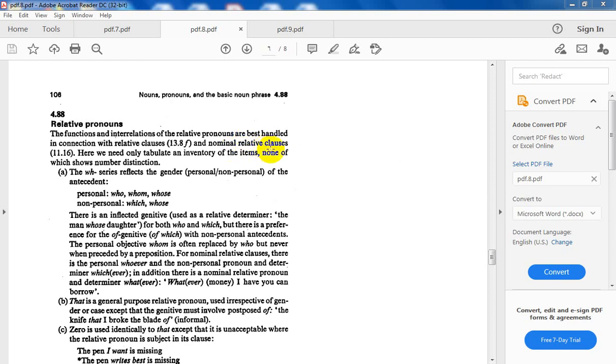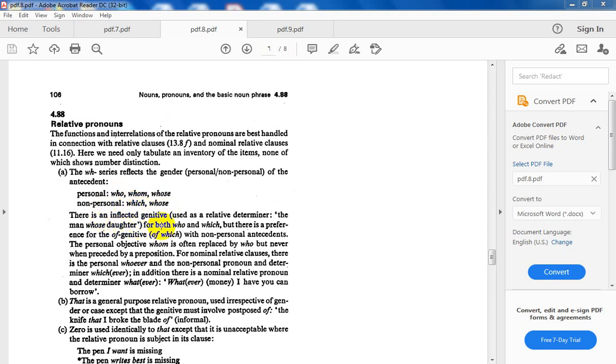And nominal relative clauses. Here we need only tabulate an inventory of the items, and of which shows number distinction. There is no number, and there is no difference between singular and plural. The WH series reflects the difference between personal and non-personal. Personal: who, whom, whose. Non-personal: which and whose. Meaning, who for personal, which for non-personal.